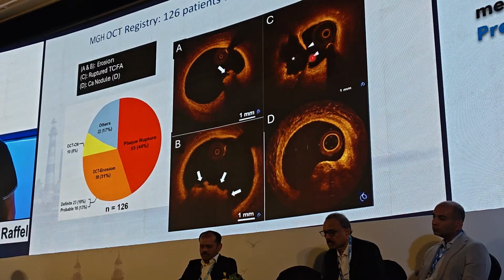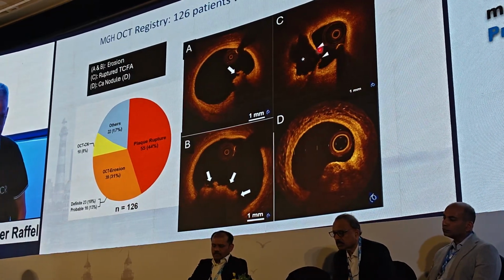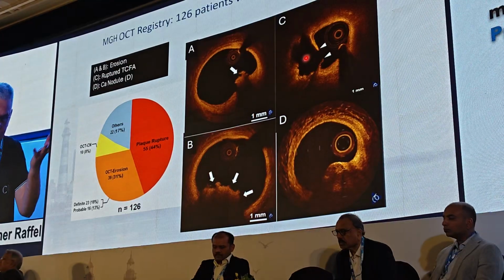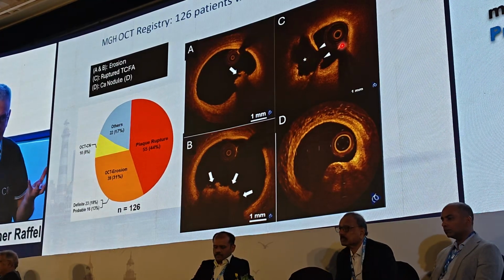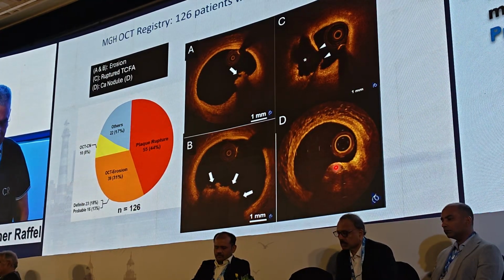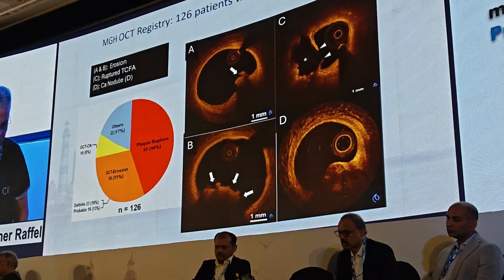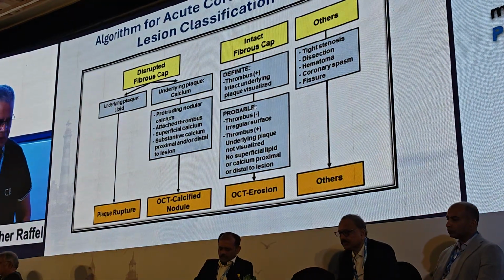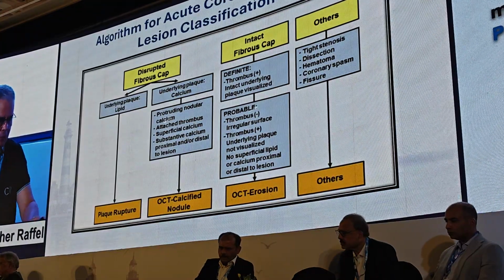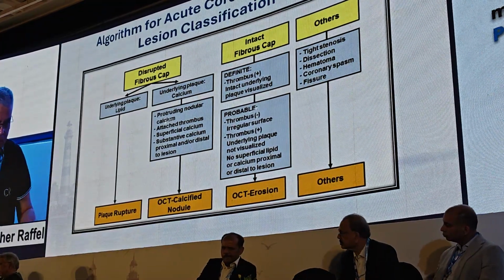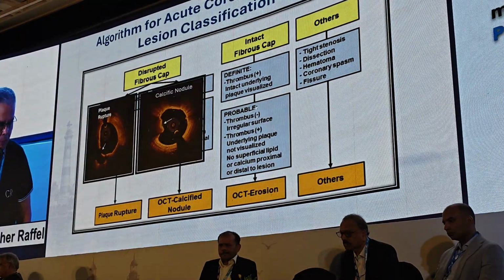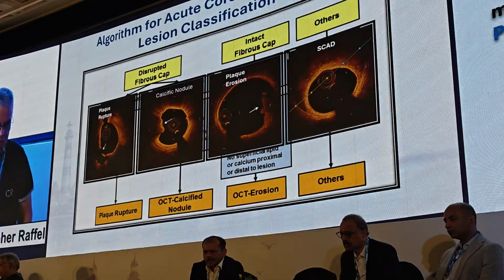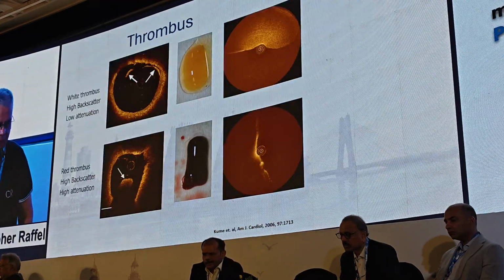This is a typical thin-capped fibrous atheroma which has ruptured, and the necrotic core is now in contact with the blood, and that's when you get a STEMI. And there you get this protruding calcified nodule. There are various algorithms, which in the interest of time I won't go into, to tell you how you can define all of these: plaque rupture, calcified nodules, erosion, and of course others like SCAD.